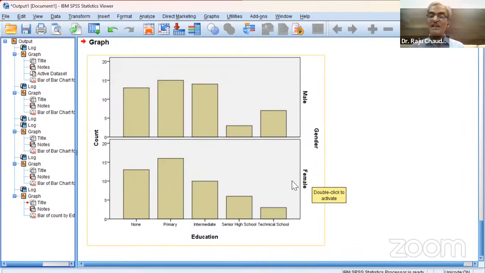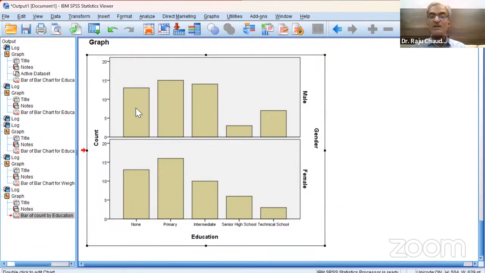Why is it important? Because you can compare within the same graph how many female respondents have no education and how many male respondents have no education. Another important thing, for those familiar with Excel: in Excel, we can show the value labels. So just double click on this.